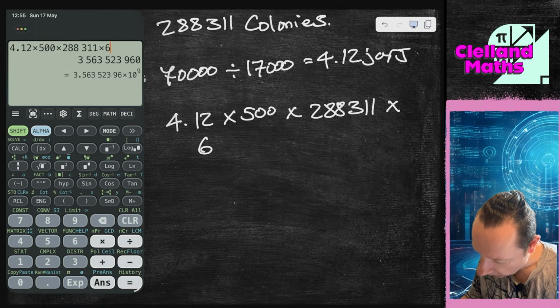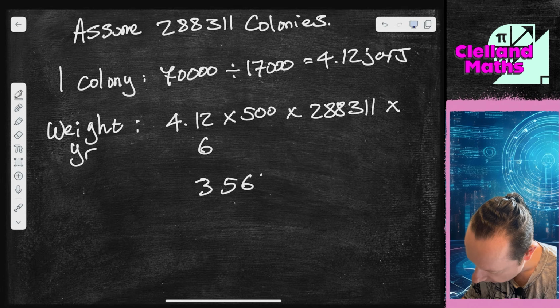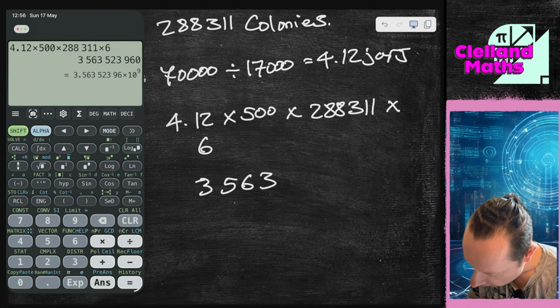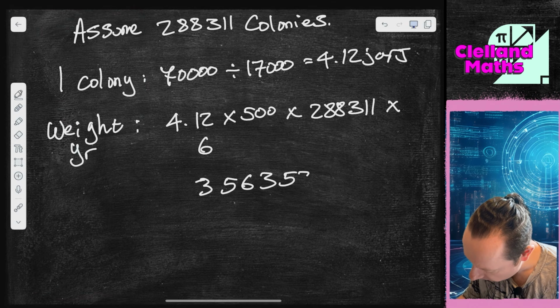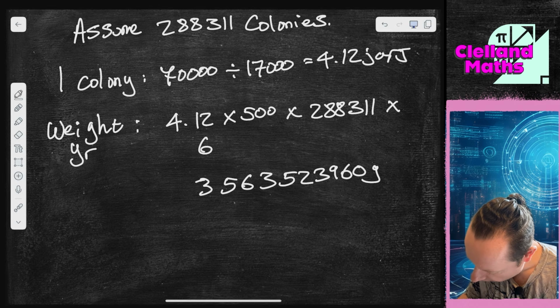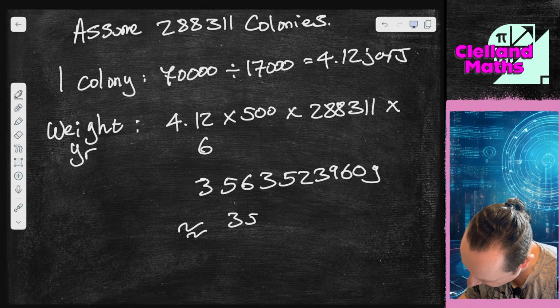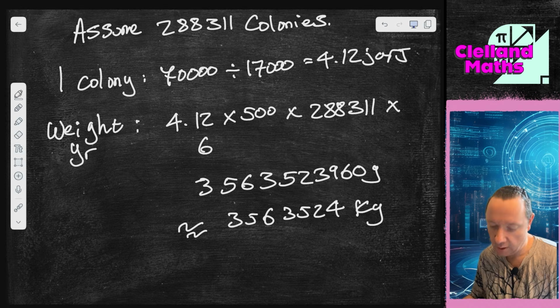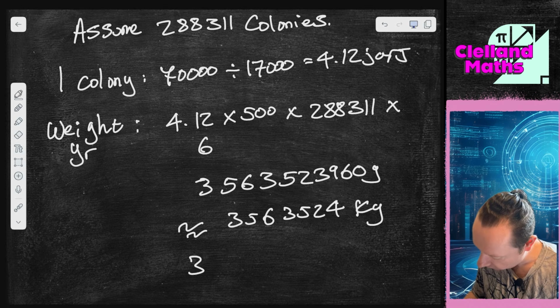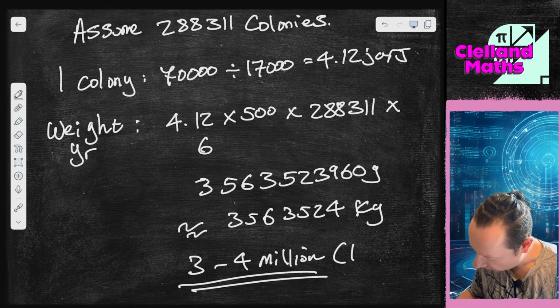So that gives us 3,563,523,960 grams. Or about, take away 3 zeros, 3,563,524 kilograms, or in other words, anywhere between 3 and 4 million kilograms. Because it's 1, 2, 3, 4, 5, 6 digits after the 3.